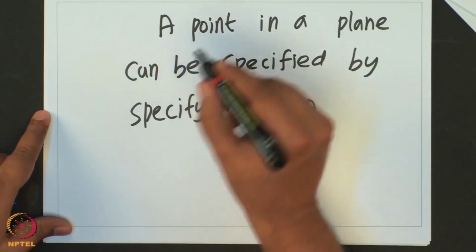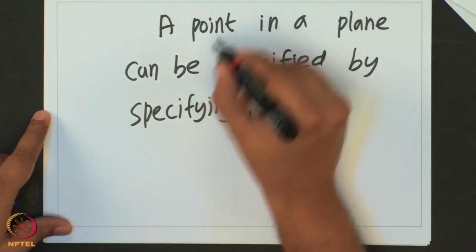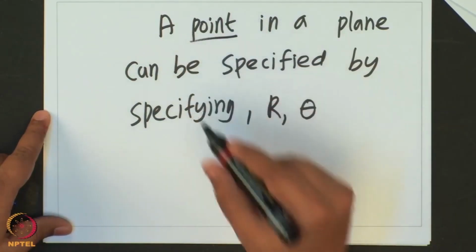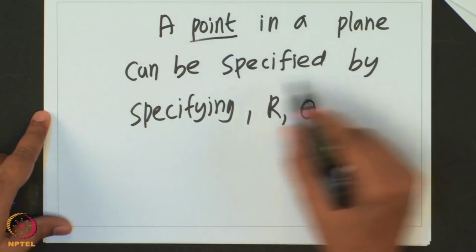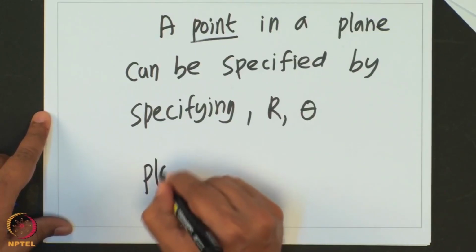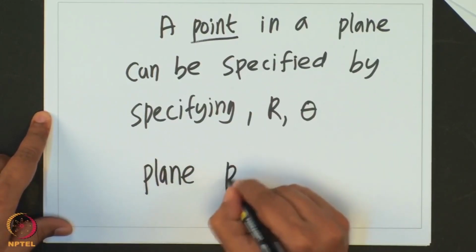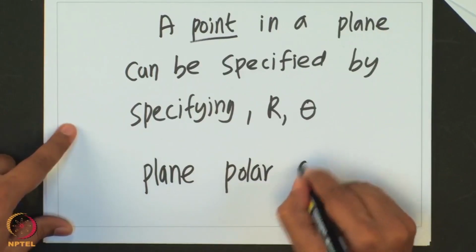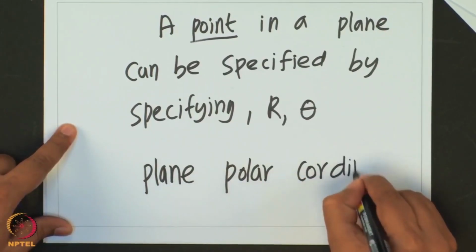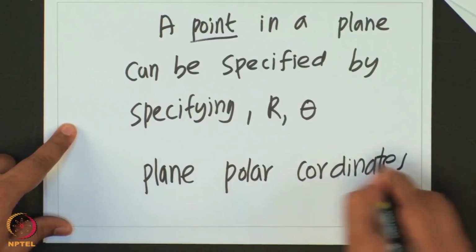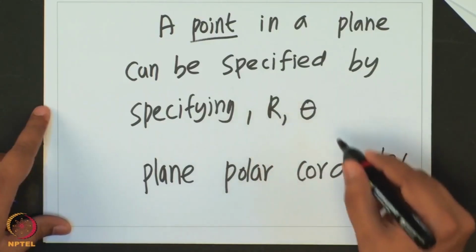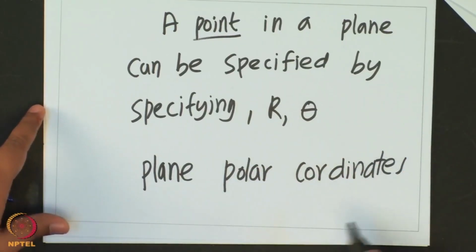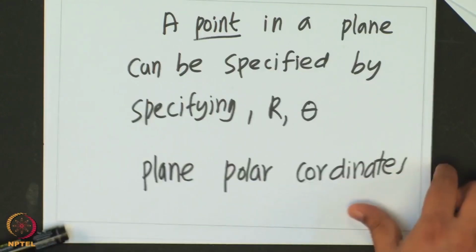This is the position of a point, a location of a point. A point, when I say point, a location in a plane, can be specified. So this is called plane polar coordinates. The only thing is that I have to specify two values. So let us now understand these plane polar coordinates a little bit more.